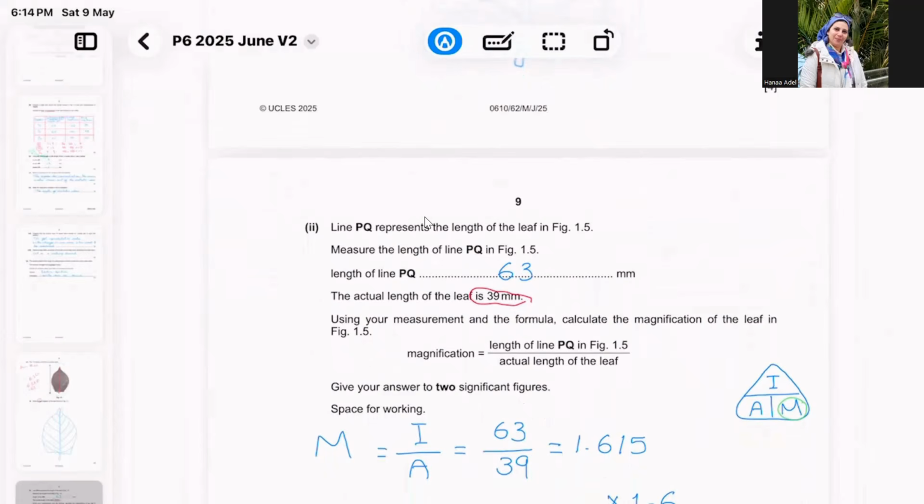And they need the answer to two significant figures. So just 1 and 6. And what about the digit after 6? We can find it is 1, so we ignore it. So 1.6 times.